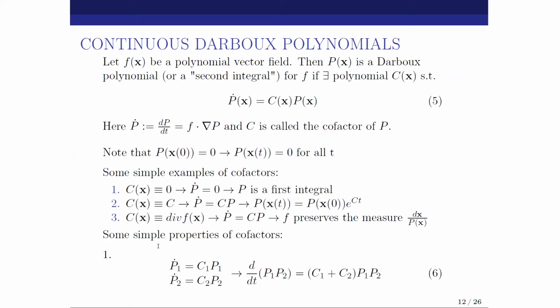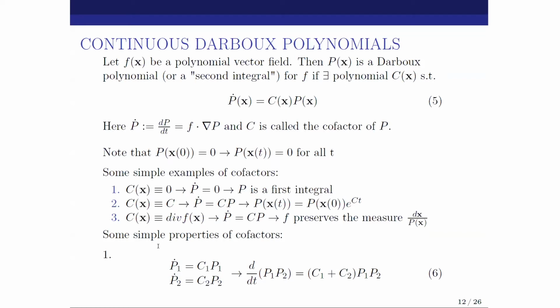And of course, this equation 5 should hold for solutions of the differential equation. So P dot is dP/dx times dx/dt. So that's the gradient of P dot product with the vector field F. And the function C is called the cofactor. So this is a sort of generalization of the case for first integrals. If C is identically 0, then P is a first integral.